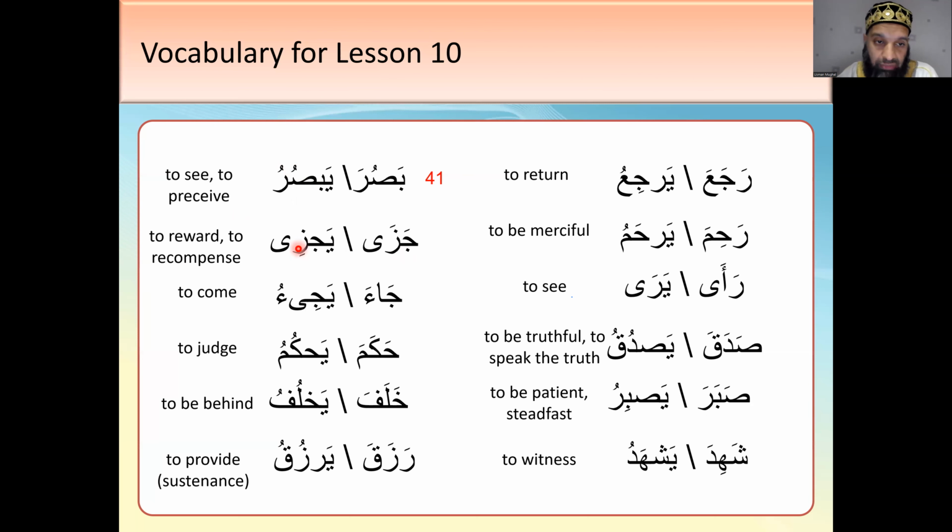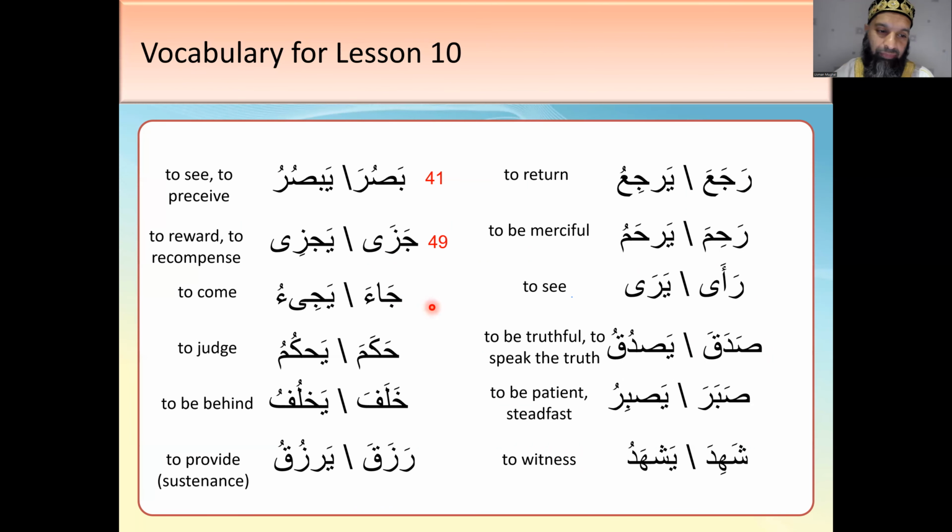Jaza yajzi. So jaza is where you get jazakallah khair from. Jazahullah khair. Yeah? That's where you get that from. Jaza yajzi. Yeah? Weak verb. Going to give a problem putting it in the table, right? Jaza yajzi. Ijaza. Is that related? Good question. I think it is related myself, but I'm not sure. Right?